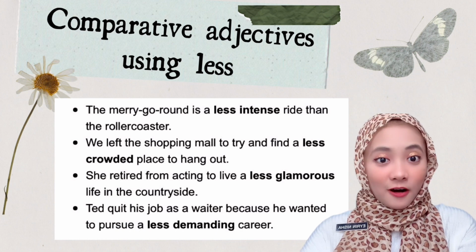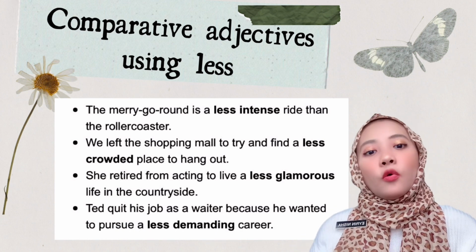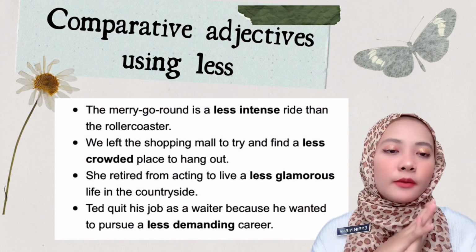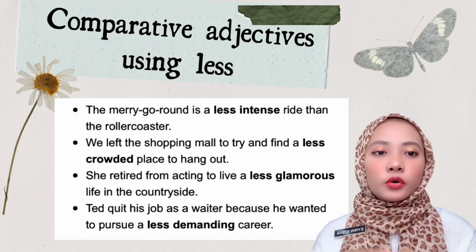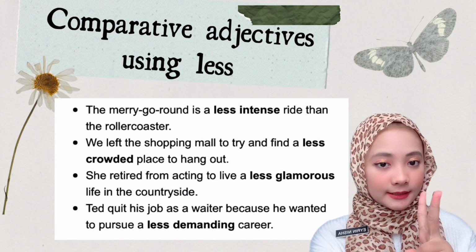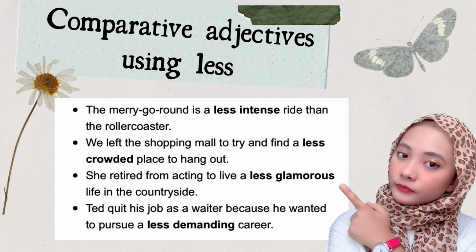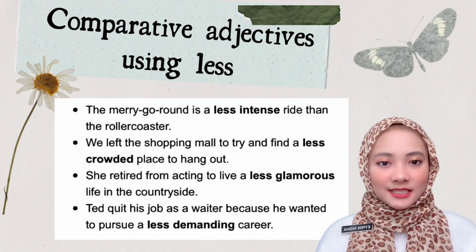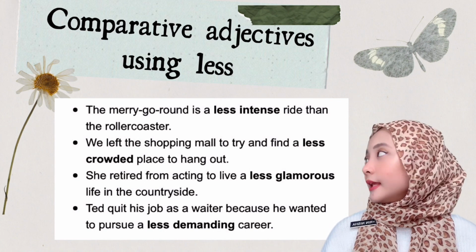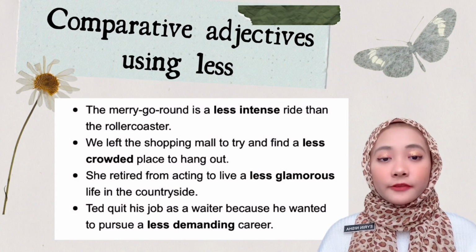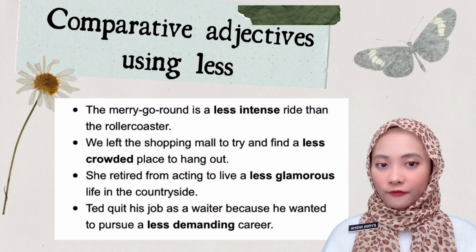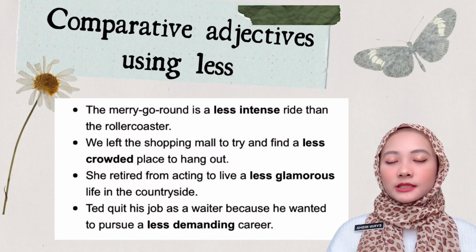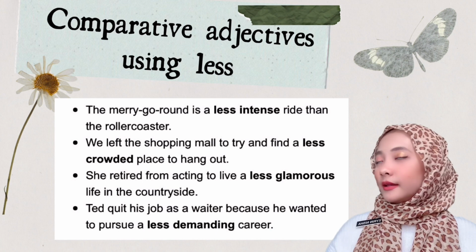The third one, comparative adjectives using less. When using longer comparative adjectives, we use the word less to describe a noun or pronoun as having the lower extreme of a quality when comparing two things. For example, in sentences: the first one, the merry-go-round is a less intense ride than the roller coaster. Second, we left the shopping mall to try to find a less crowded place to hang out. She retired from acting to live a less glamorous life in the countryside. Number 4, Ted quit his job as a waiter because he wanted to pursue a less demanding career.